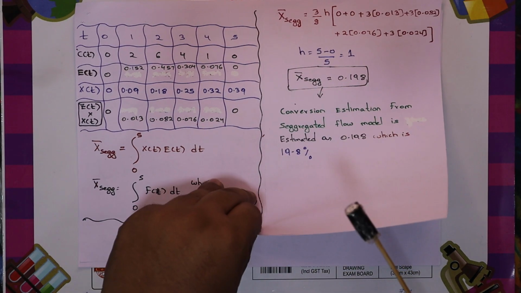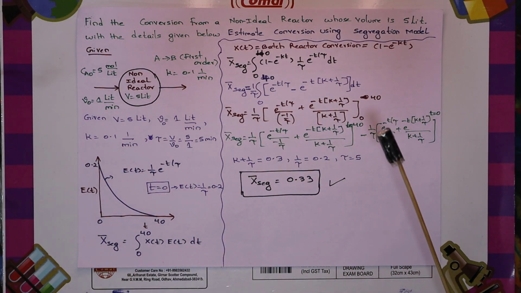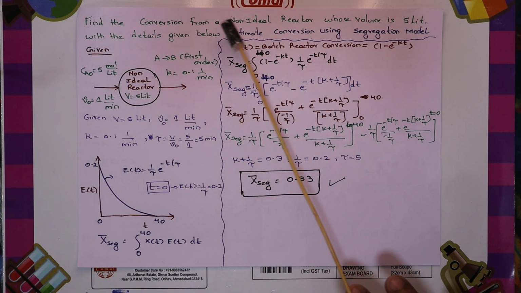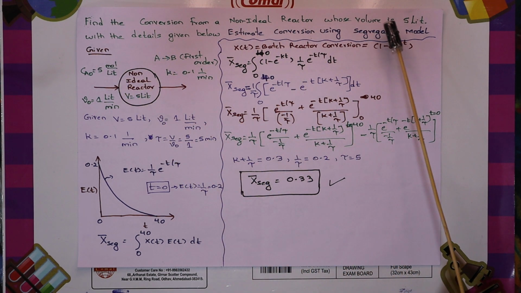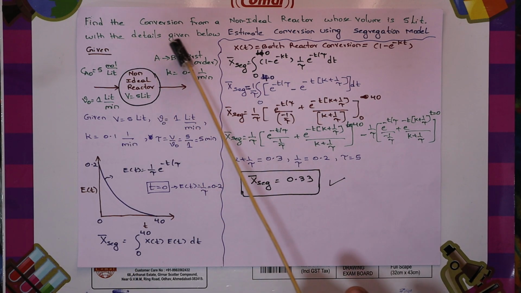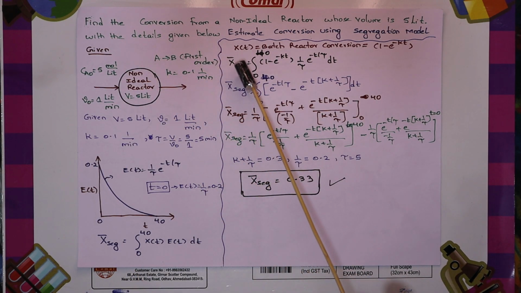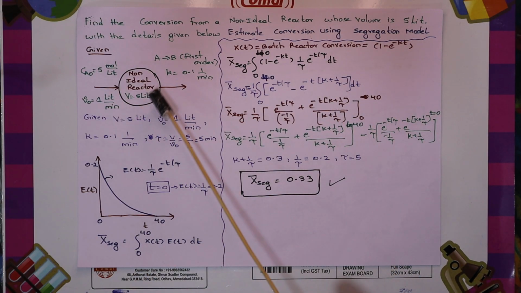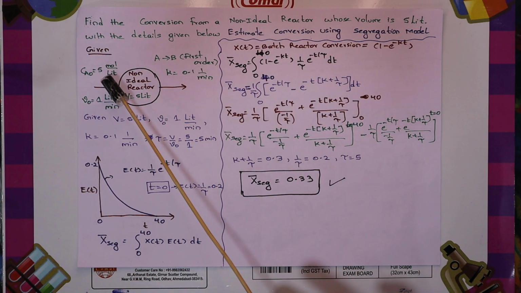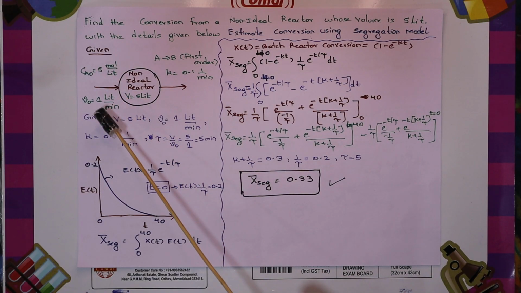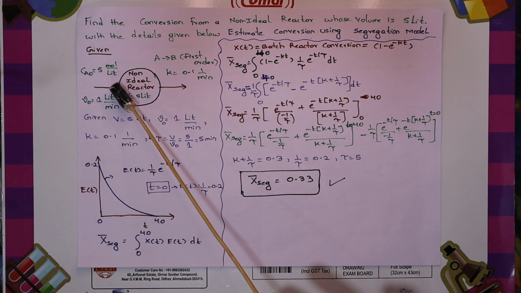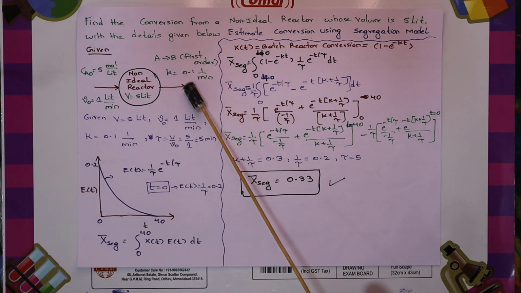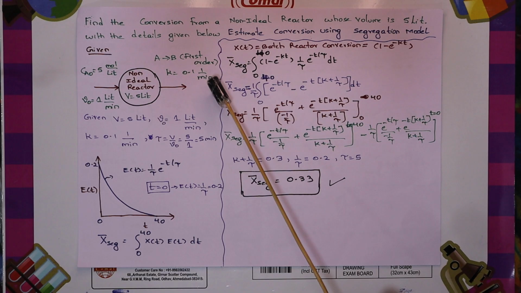There is another example I want to suggest, example number 2. Find the conversion from a non-ideal reactor whose volume is 5 liters and the given details as below. Estimate the conversion using the segregated model. So the same non-ideal reactor is given. The initial concentration is 5 mole per liter and the volumetric flow rate is 1 liter per minute. It's a given first order reaction. The rate constant for the first order reaction is 0.1 per minute.